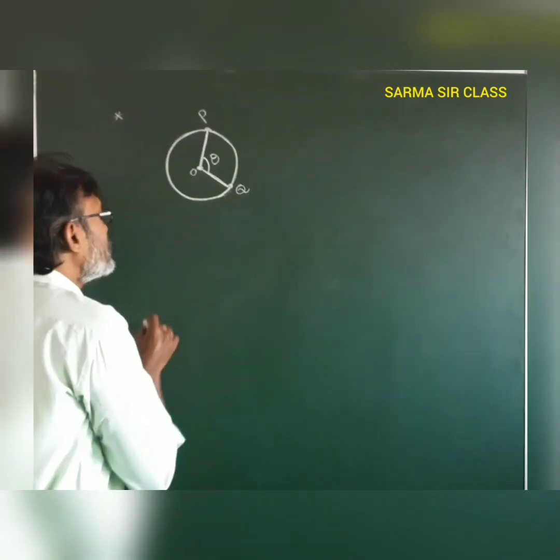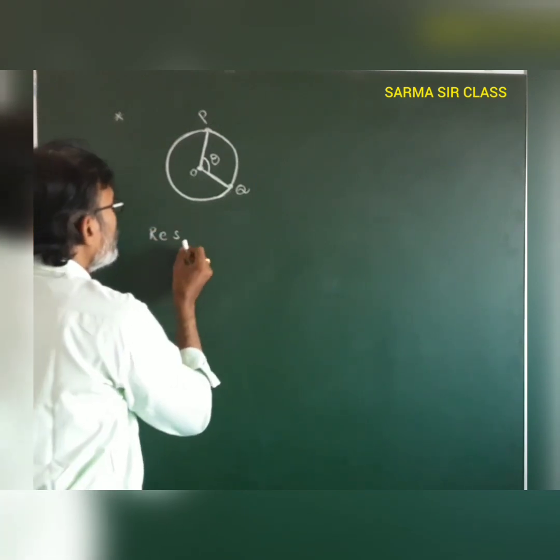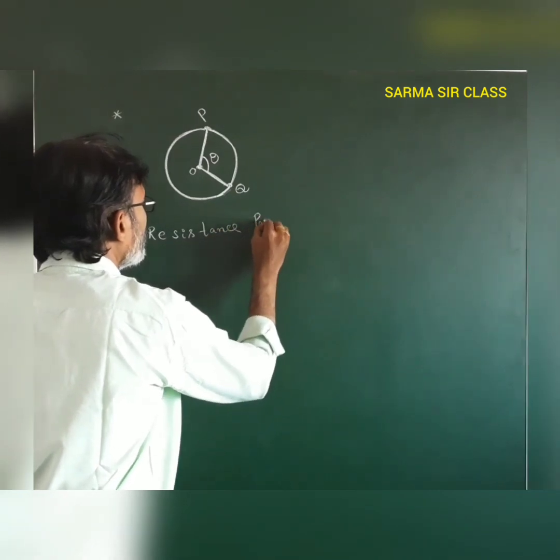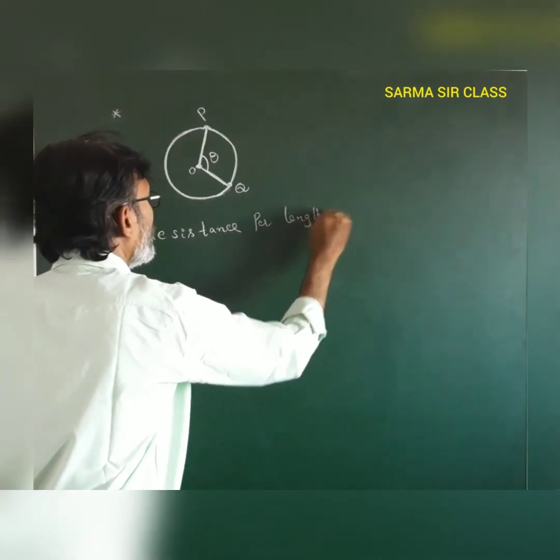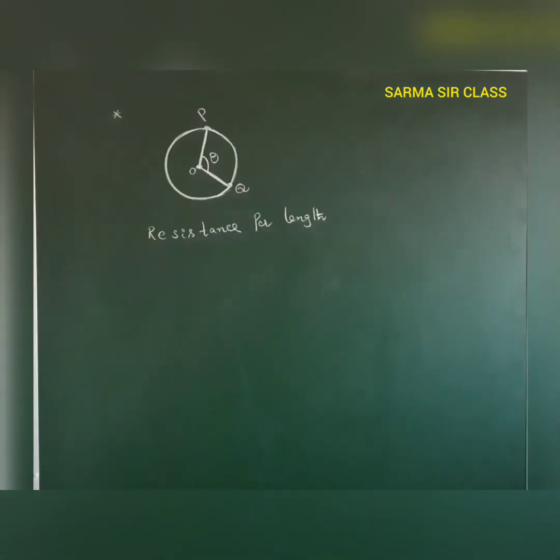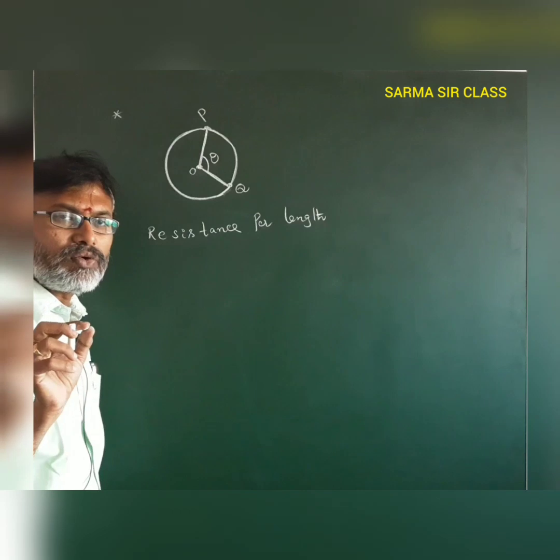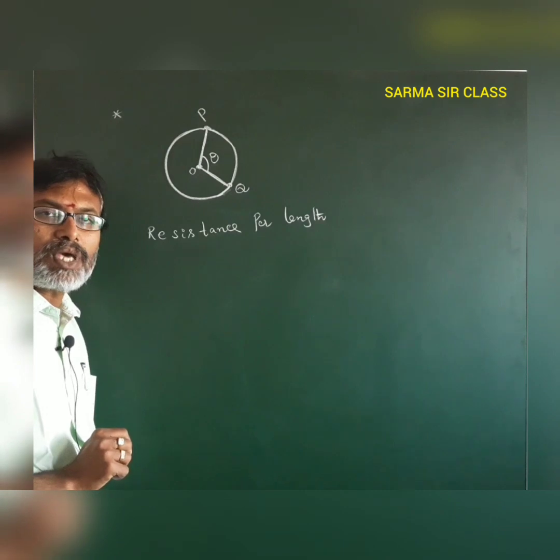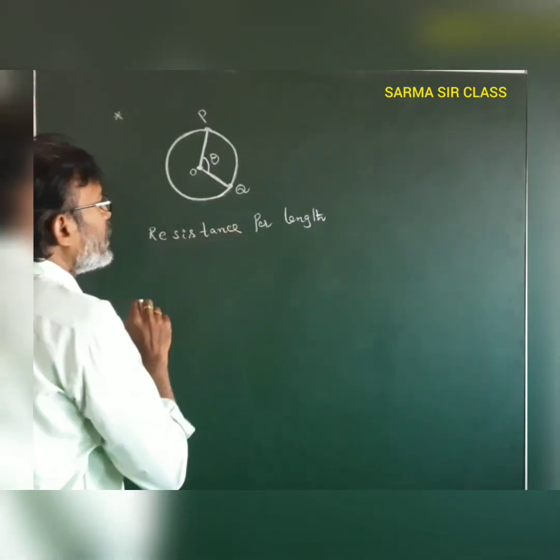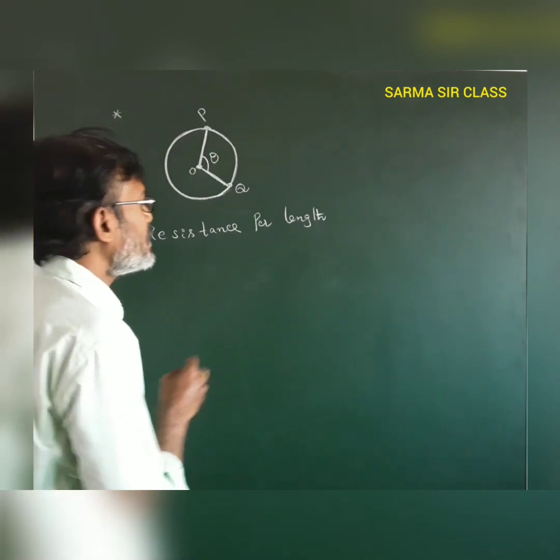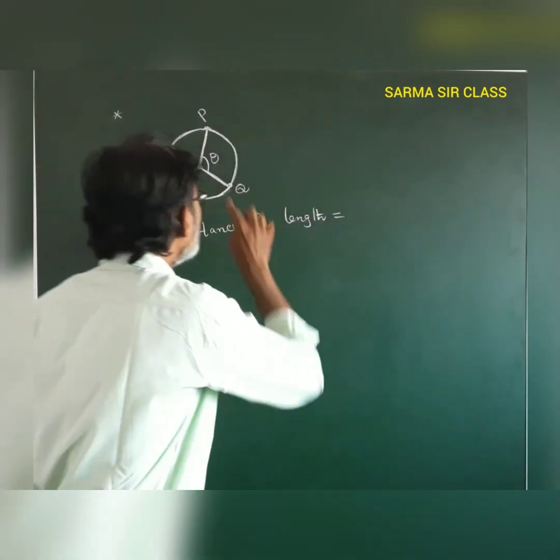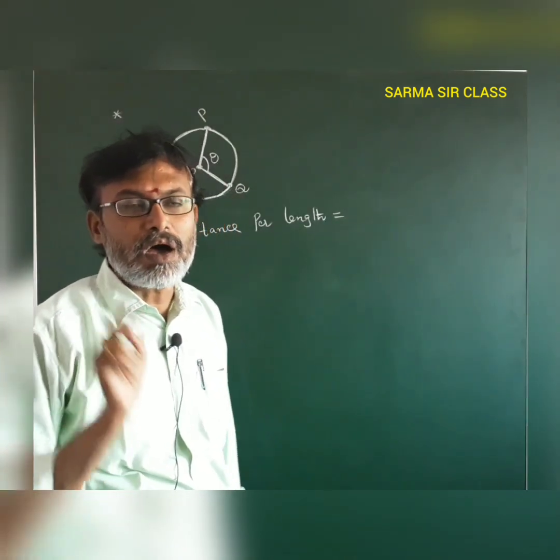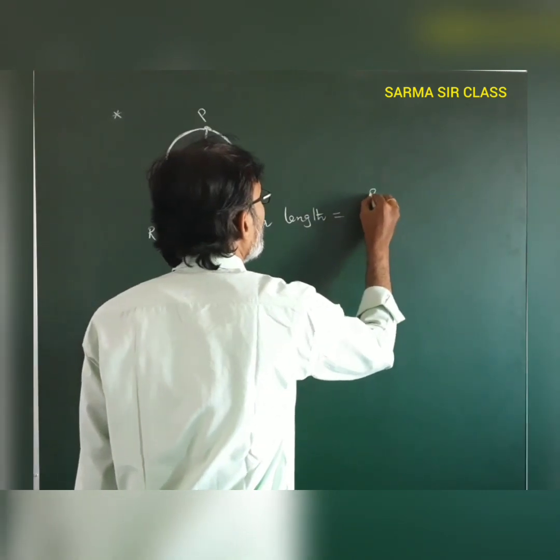Now at first, for these concepts we are taking the topic of resistance per length. Listen carefully, it is very easy. If you understand this basic topic, it's very easy to apply for many topics. What is the resistance per length? The total resistance is capital R.